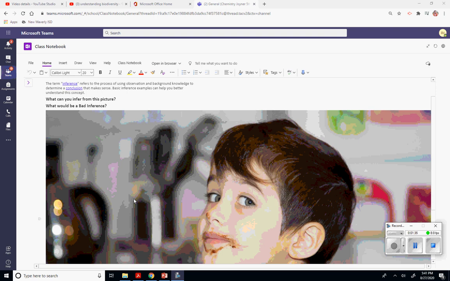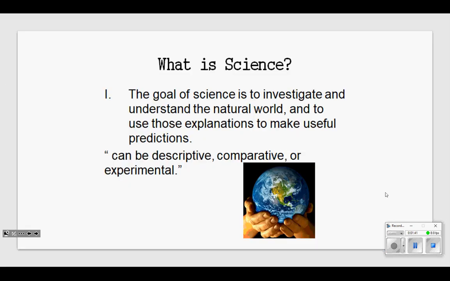So from this picture, what can you conclude? Pause here and write down your answers. Okay, once the warm-ups have been taken up, the substitute teacher will pass out all of your note-taking guides for this particular recording. So pause here for that.